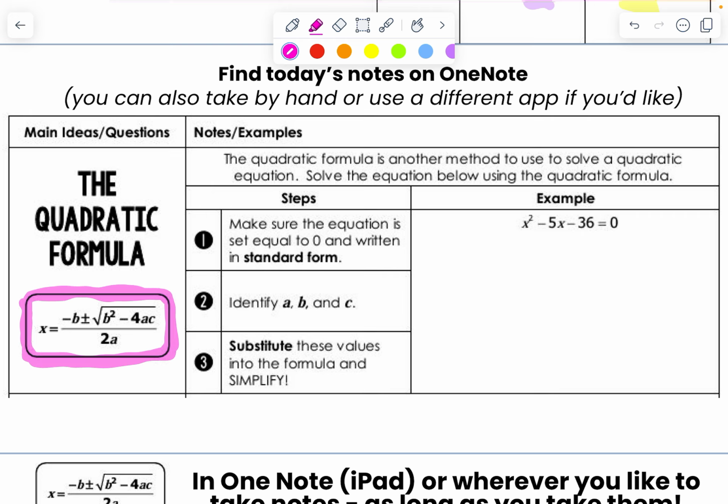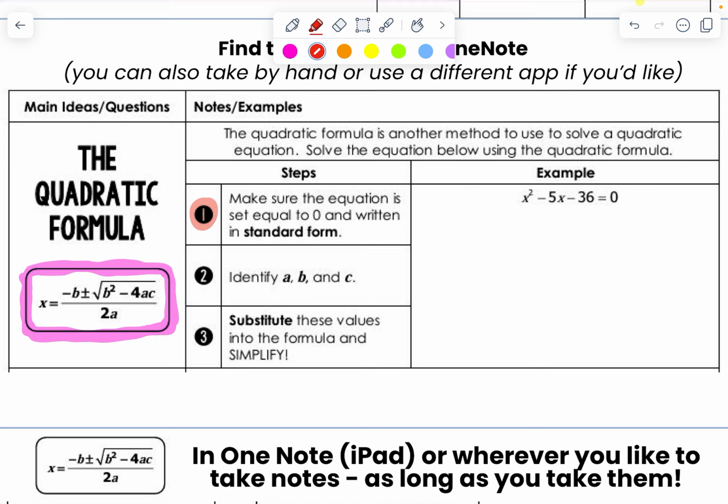Essentially there are 3 steps, but I'm actually going to break it into 4, if that's okay with you. Step 1, make sure your equation is set equal to 0. Very important. Step 2, also a big deal: make sure you identify a, b, and c. Before we do anything, we have to make sure we're all on the same page about what the number for a is, what the number for b is, and what the number for c is.